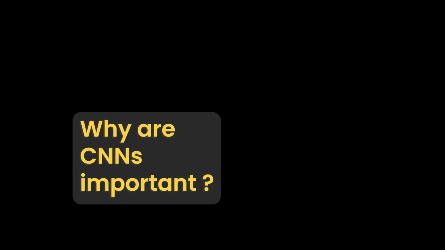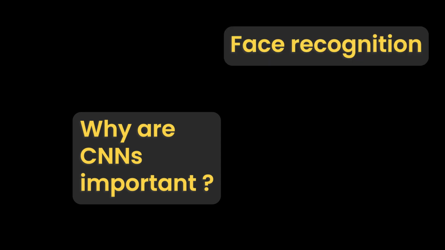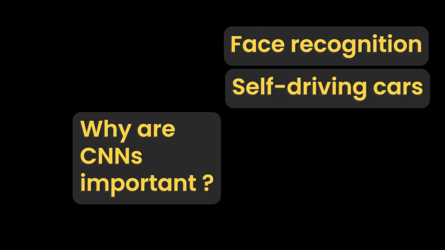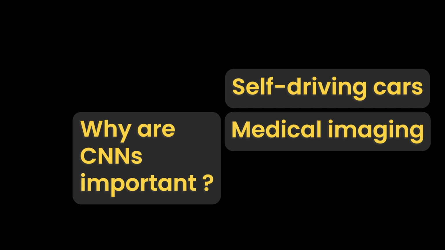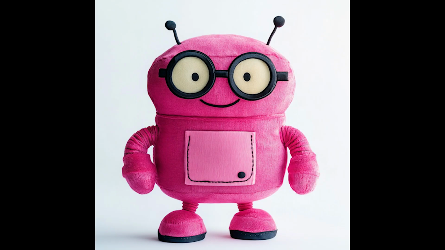So why are CNNs important in everyday life? They help us with face recognition, like unlocking your phone with Face ID, self-driving cars recognizing traffic signs, and medical imaging, detecting diseases in X-rays. But how does an algorithm learn to see? For us, recognizing a number or a face is easy, but for an algorithm, it takes layers of learning to figure out what it is looking at.